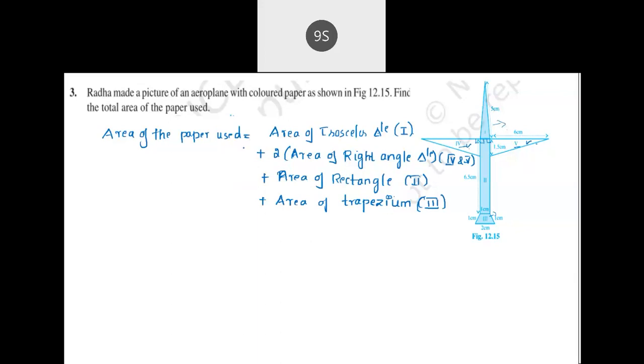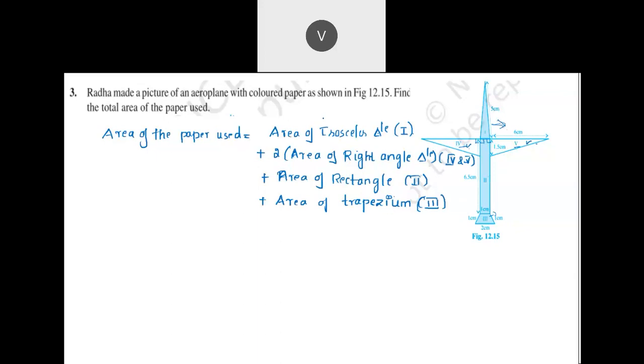Okay, so area of the paper used is equal to area of isosceles triangle plus the others. This first figure is what type of triangle? Isosceles triangle. And here we have two right triangles, fourth figure and fifth figure. Okay, and then area of rectangle and then trapezium.